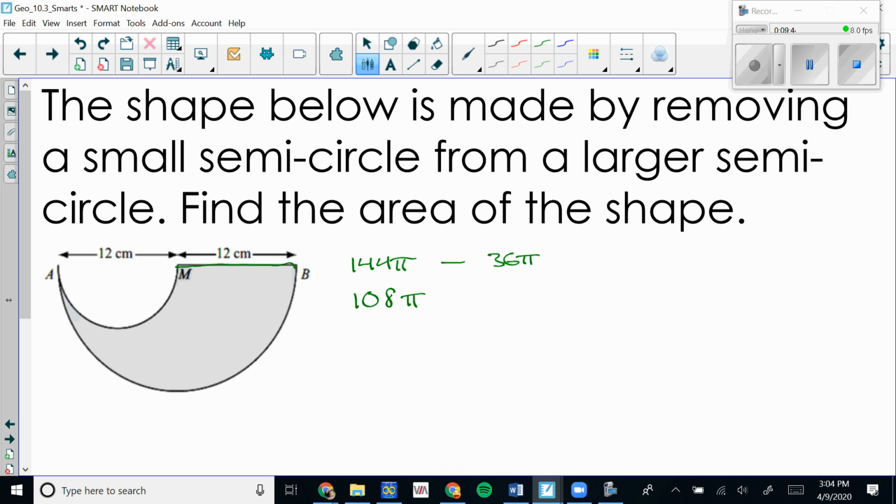If you're watching the last video, I did make a mistake in there saying that the pi's cancel. They do not, just like x's don't. So it's 108 pi, but I do have to divide this by 2. So this is going to be 54 pi for that shaded region. The directions don't say anything about rounding, so I'm just going to leave mine in terms of pi. I think that's easier. 54 pi centimeters squared.